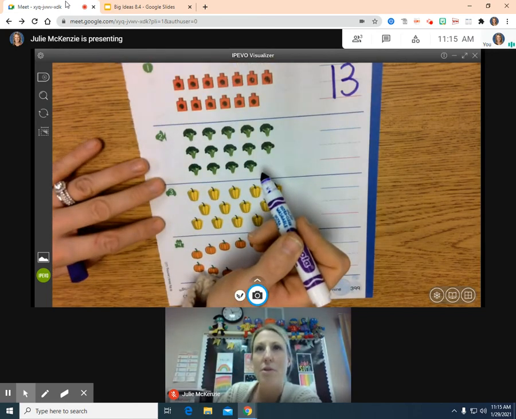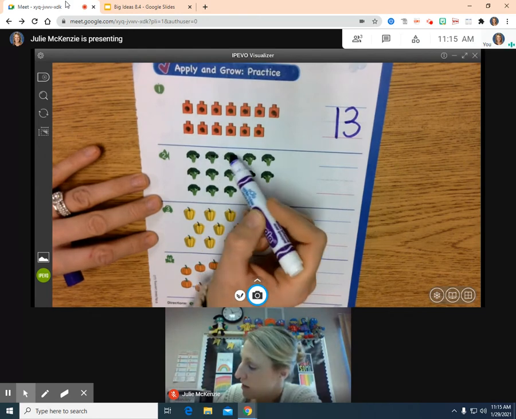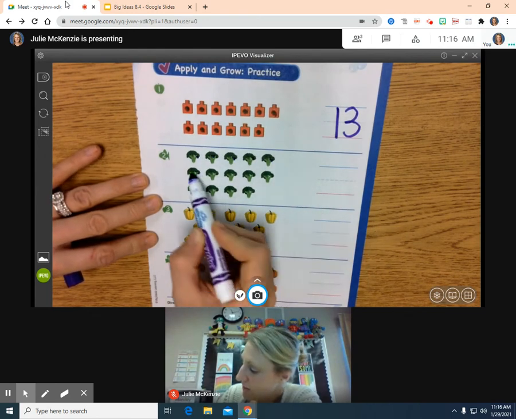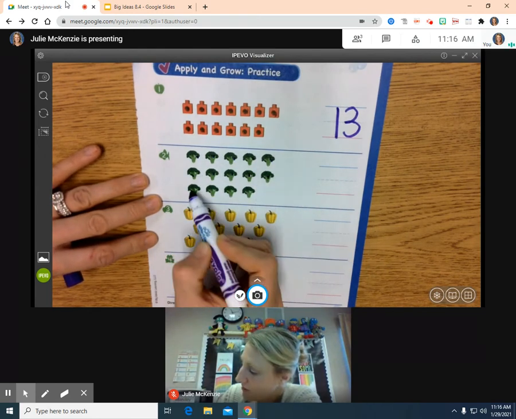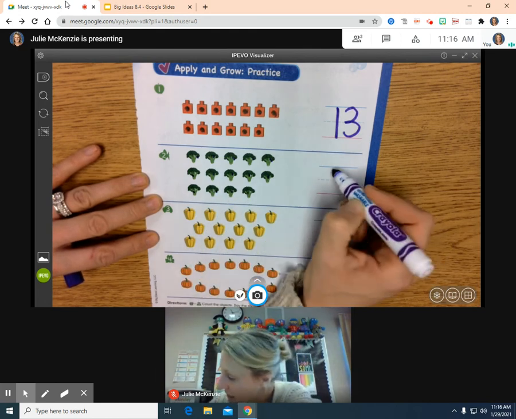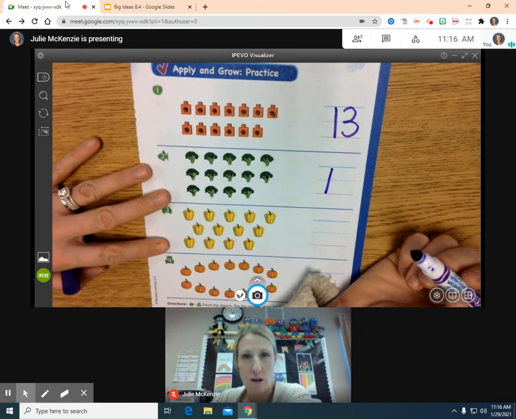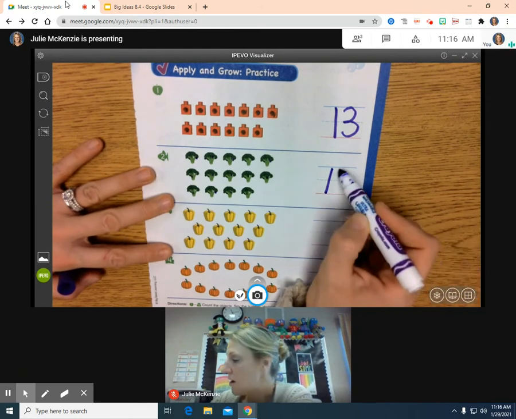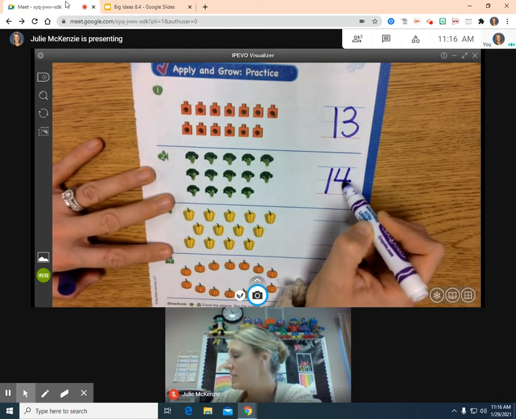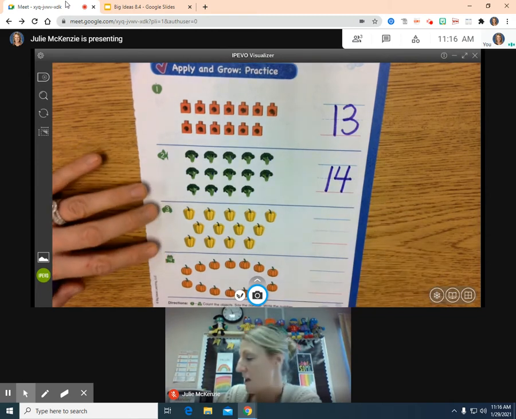Let's count the broccoli. 1, 2, 3, 4, 5, 6, 7, 8, 9, 10, 11, 12, 13, 14. Straight line down, and now you're done. That is how you make a 1 and then a 4. Down and over and down once more. That is how you make a 4.